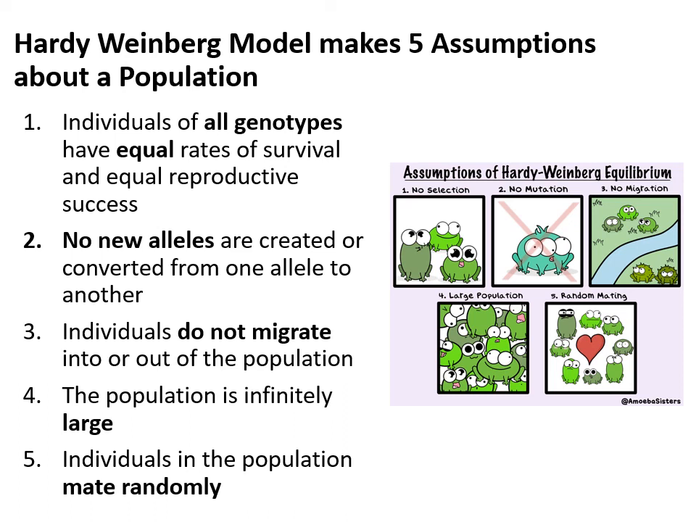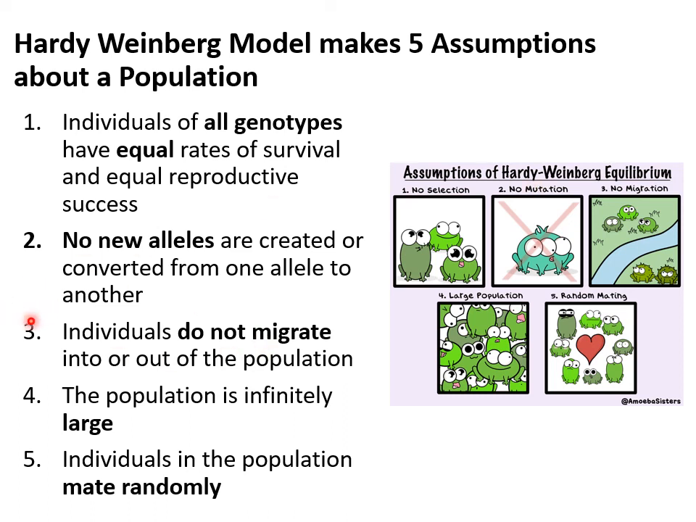being out of equilibrium. The next assumption: no new alleles are created or converted from one allele to another. What is that a fancy way of saying? If a population is at true Hardy-Weinberg equilibrium, there should be no mutations. Okay, no new alleles, because that would completely throw off these calculations. We said that P plus Q equal 1. There should only be 2 alleles. If there's now suddenly P, Q, and W, or P, Q, R, and S, that throws off our calculations.